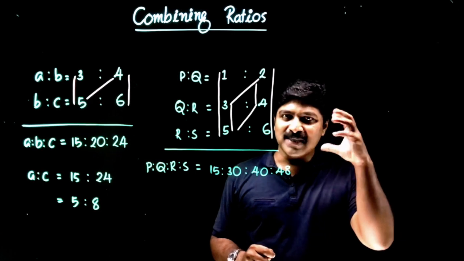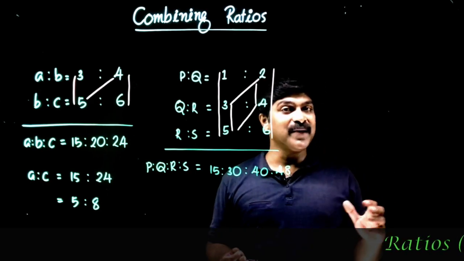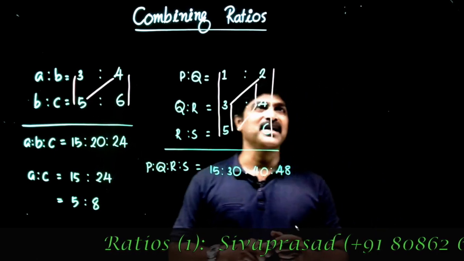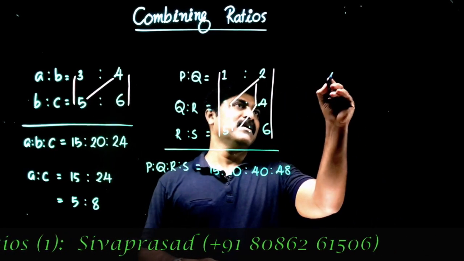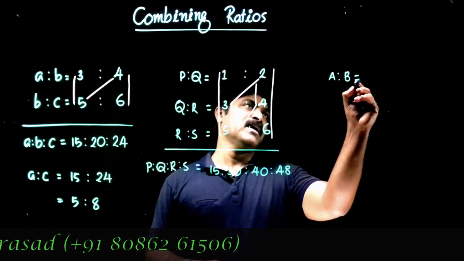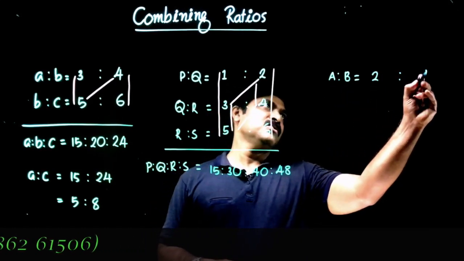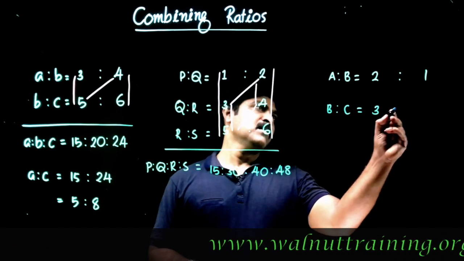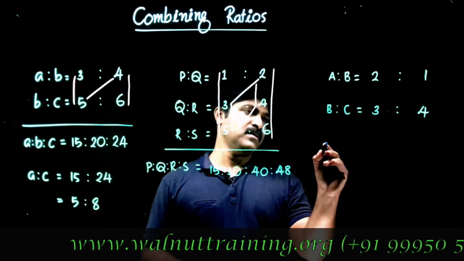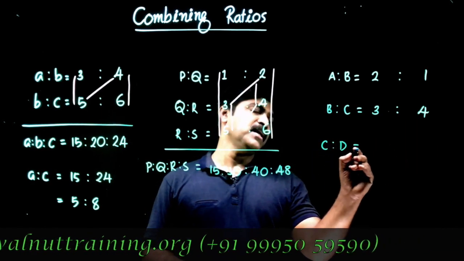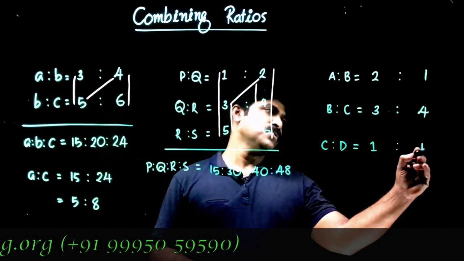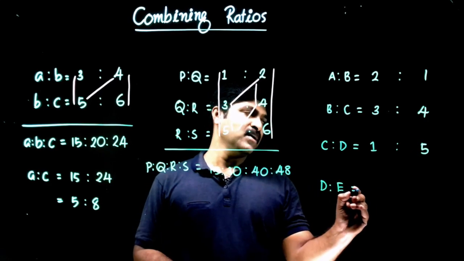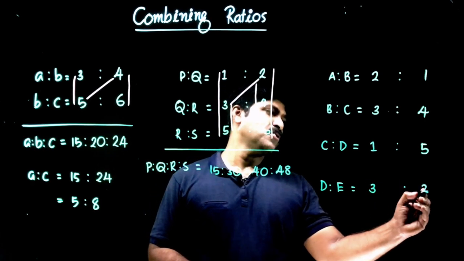Once you get this pattern clearly, you can easily combine 4 ratios together. Now we can consider such an example, 4 ratios. Suppose we consider A is to B, that is 2 is to 1. B is to C, 3 is to 4. C is to D, 1 is to 5. And D is to E, that is 3 is to 2.